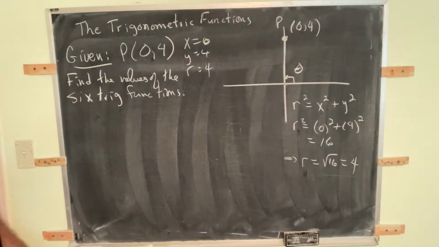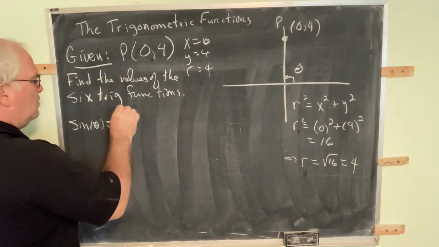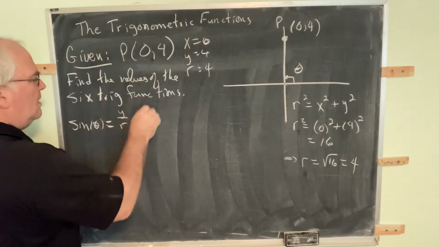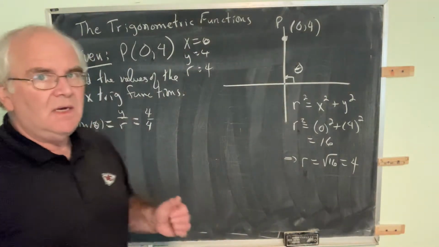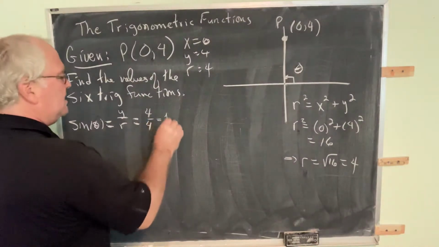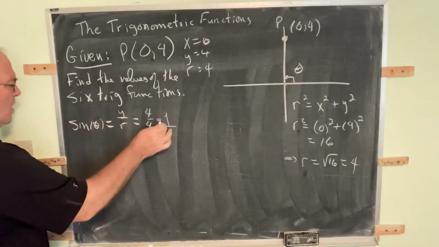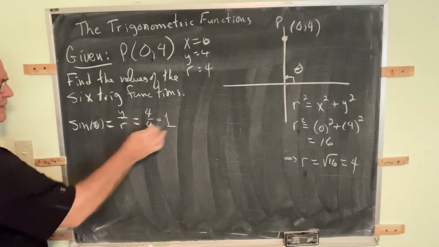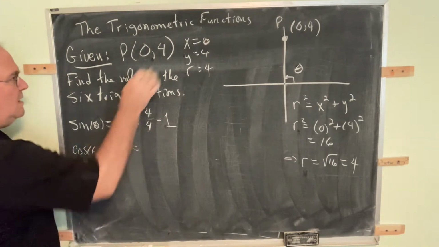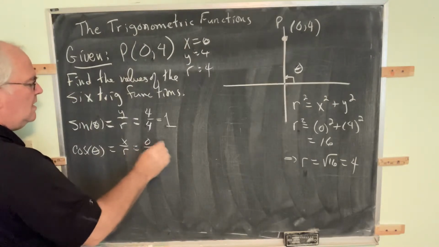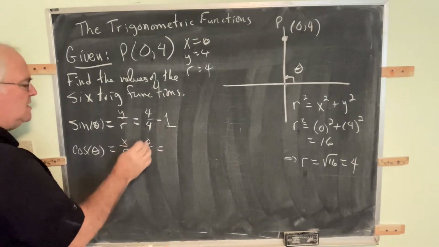And now we can find the x, y, r definitions. Sine theta is y over r, 4 over 4. Now, I've earlier said you do not need to simplify, and you really don't. But it's probably not asking too much to say that's equal to 1. If you leave it as 4 over 4, that's okay. But have a little pride. Cosine of theta is x over r. Well, x is 0. Again, you don't strictly need to simplify that, but 0 divided by 4 is 0.